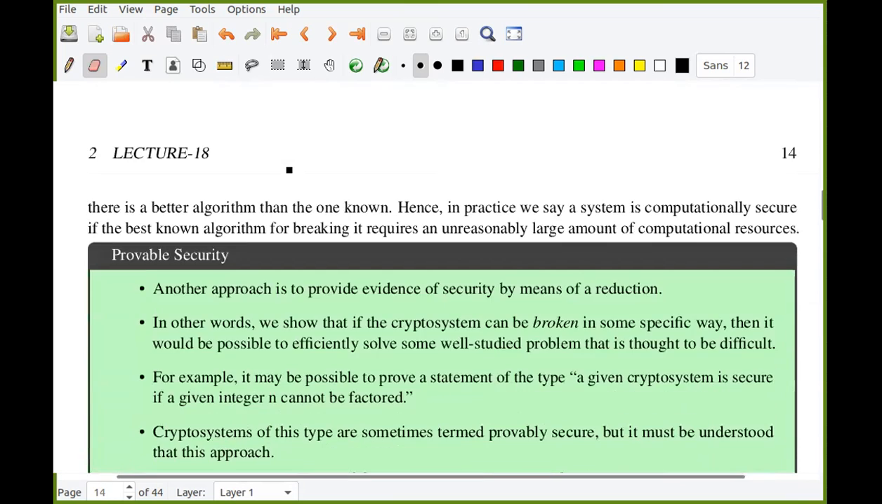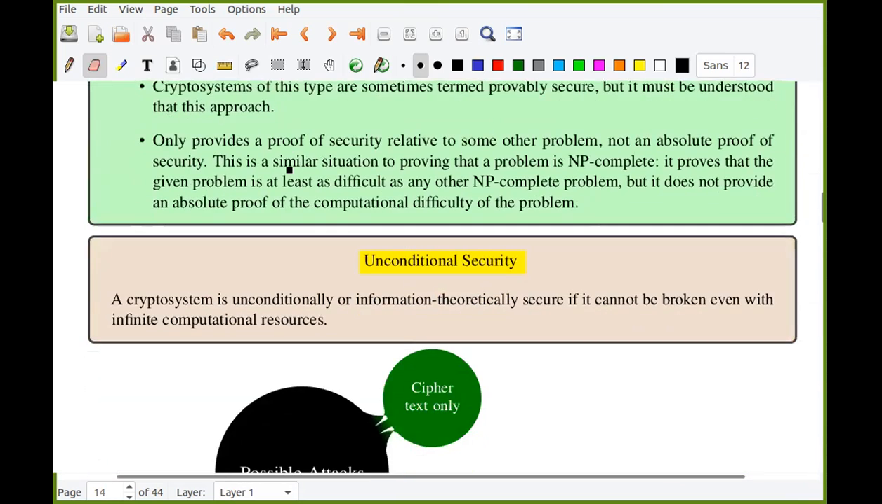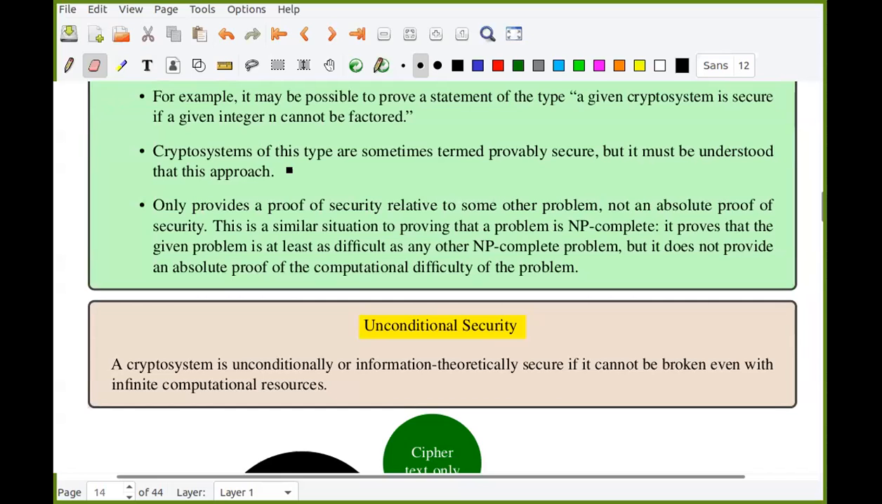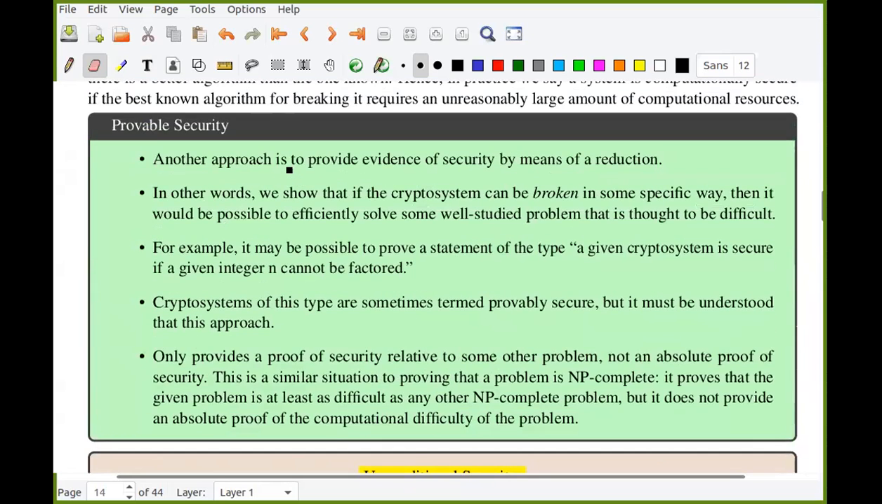Unconditional security means that however many computational resources you give, it takes infinite time. A crypto system is unconditionally or information-theoretically secure if it cannot be broken, even with infinite computational resources. Very, very tough. This is the best one we need, but it may not be feasible in general. We will give you one example of unconditional security in a while.